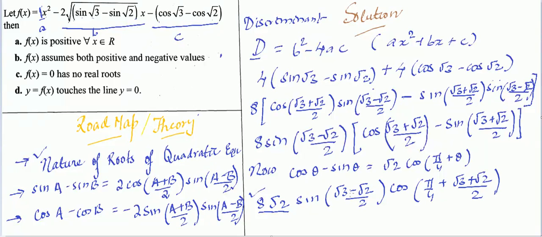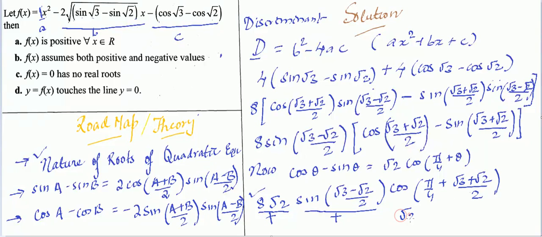Here, root 3 minus root 2: we know that root 3 is greater than root 2, hence root 3 minus root 2 is a positive term, so divided by 2 will also be a positive term. And sine of any angle which is positive, in fact lesser than pi by 2, also becomes a positive term. So these two terms are positive. Now what about this term?